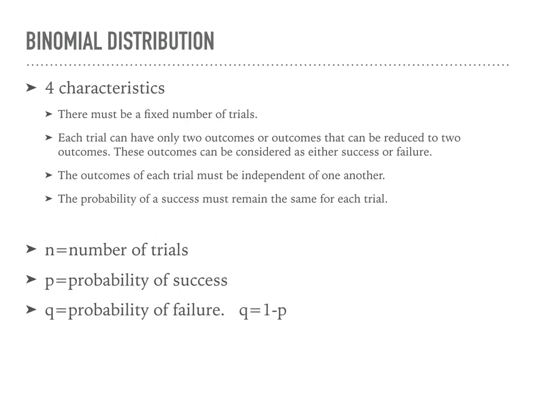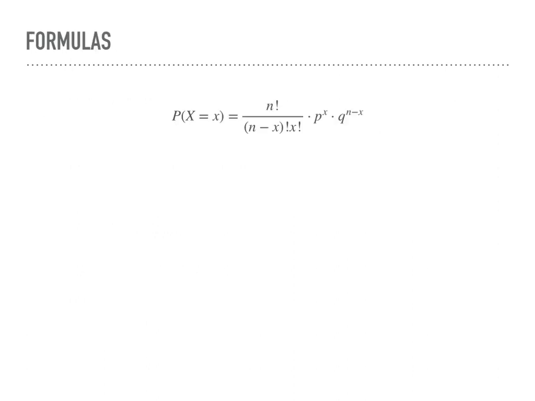So let's talk about some formulas that we can use. The probability that x equals little x is equal to n factorial divided by n minus x factorial times x factorial. And then that fraction is times p to the x times q to the n minus x. The mean of a binomial distribution is n times p, and the standard deviation of a binomial distribution is the square root of n times p times q.